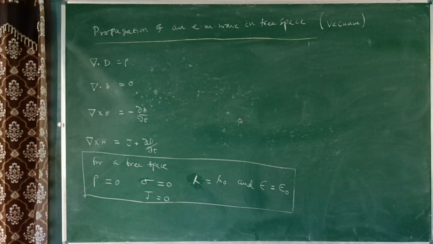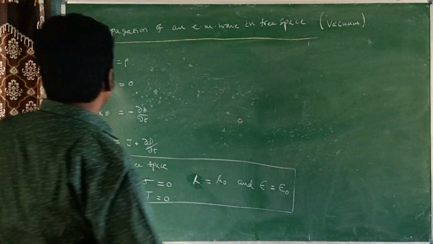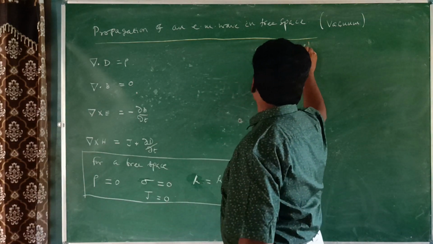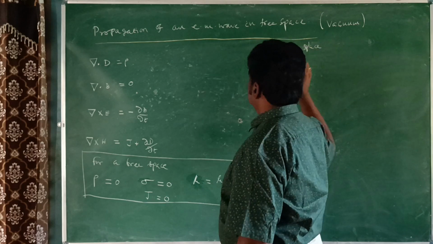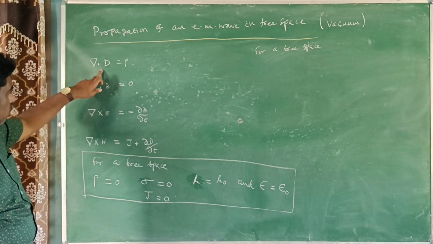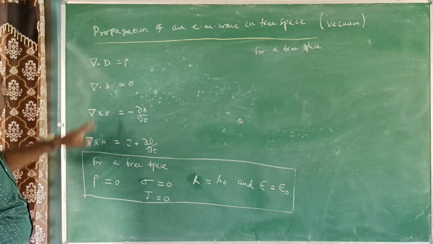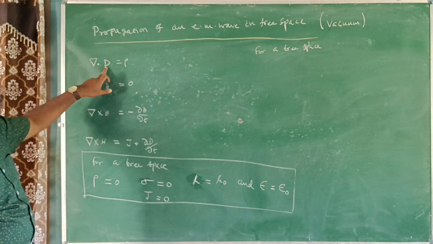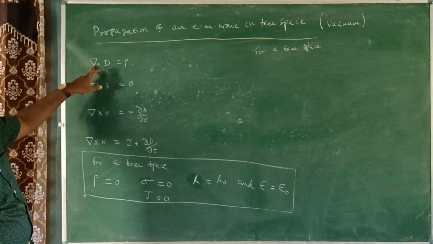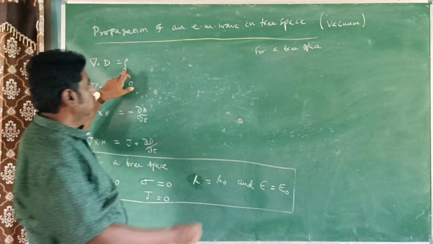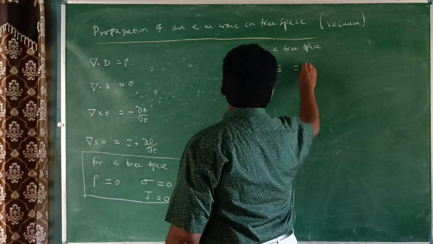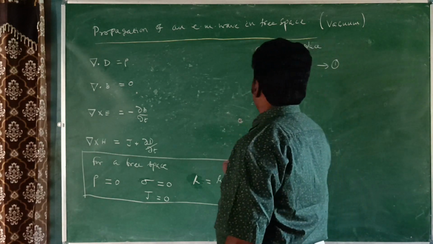Consider the first equation, div D equal to rho. This is Gauss law in electrostatics. You know that D equal to epsilon into E. But the value of rho is 0 for free space. So del dot epsilon E equal to 0. Therefore, del dot E equal to 0. This is the first Maxwell's field equation for free space.